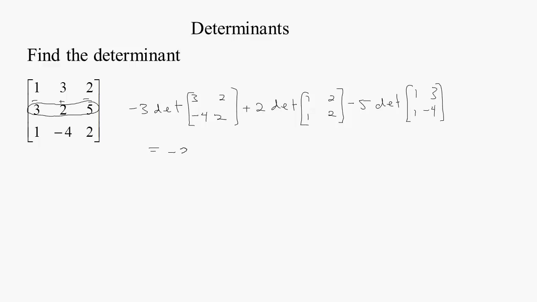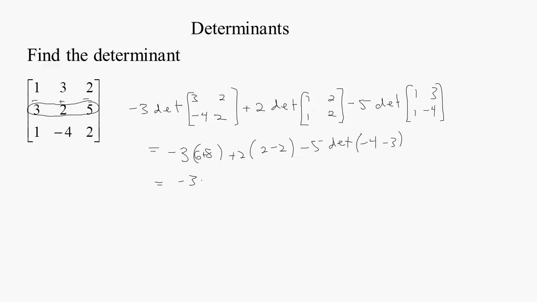So with a little work here, we have 3 times, what is this? 3 times 2 is 6. 2 times negative 4 is negative 8. 6 minus minus 8 would be 6 plus 8. Plus 2 times 2 minus 2, that's 0. And then minus 5 times, we have negative 4 minus 3. Product down to the right minus product down to the left.